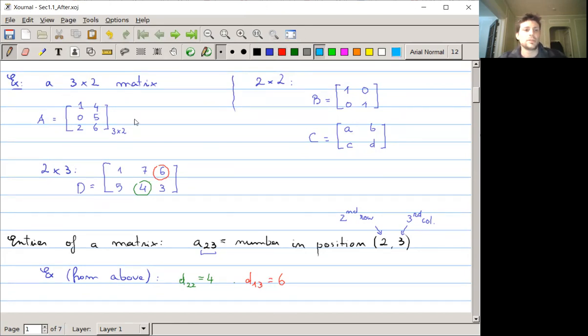Let's do an example with our matrix A. The 0 here is in the second row and the first column. So I'll write that A, second row, first column, is equal to 0. Okay, that's how the notation will work.